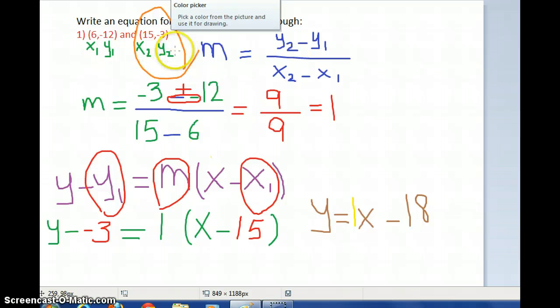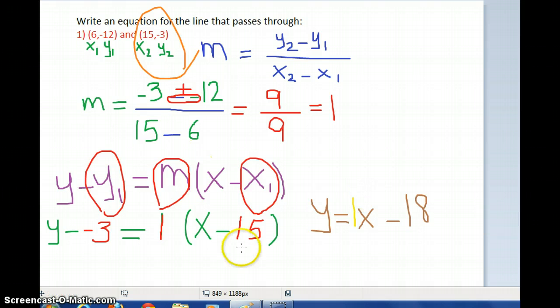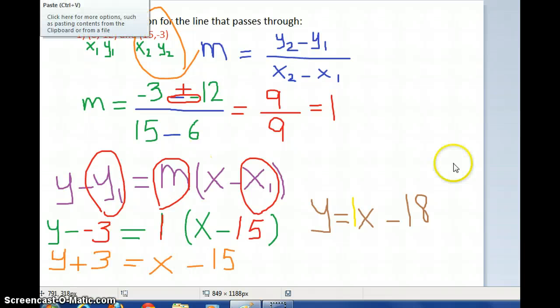I decided to use the same point that I circled, but it doesn't matter. You can use the other point as long as you plug the y in the y value and the x in the x value. And also you plug in the slope. Don't forget. Now you need to distribute that, and since it's 1, it should be easy. 1 times x is just x, and 1 times negative 15 is just negative 15. So I have y plus 3, because two negatives, and I distributed the 1, I got x minus 15.